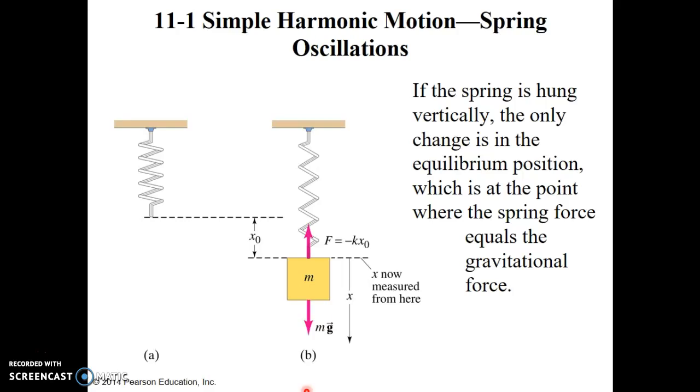Now, when we do this, when we put a mass on the spring and extend it, this becomes our new equilibrium position. So whenever we have harmonic motion, it will now be measured from this position until the mass changes again, and you've got a new equilibrium position.